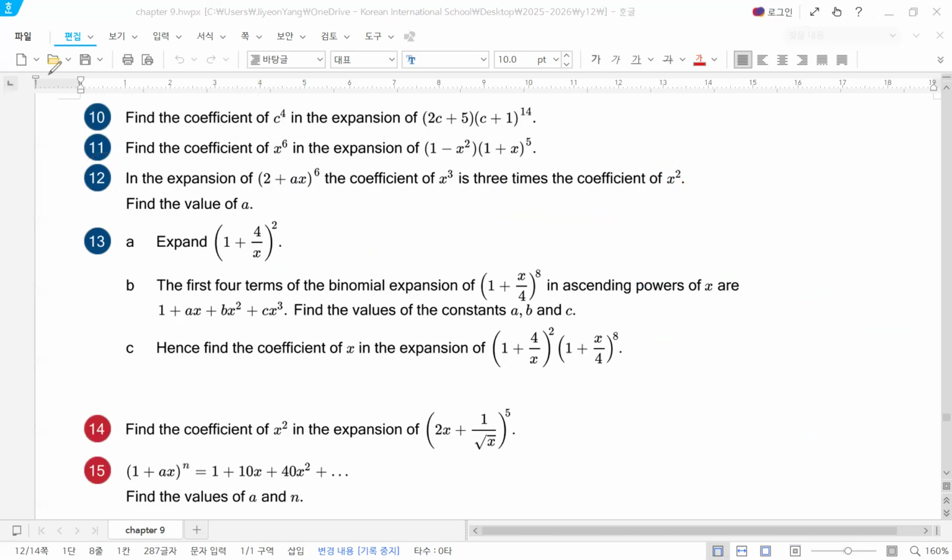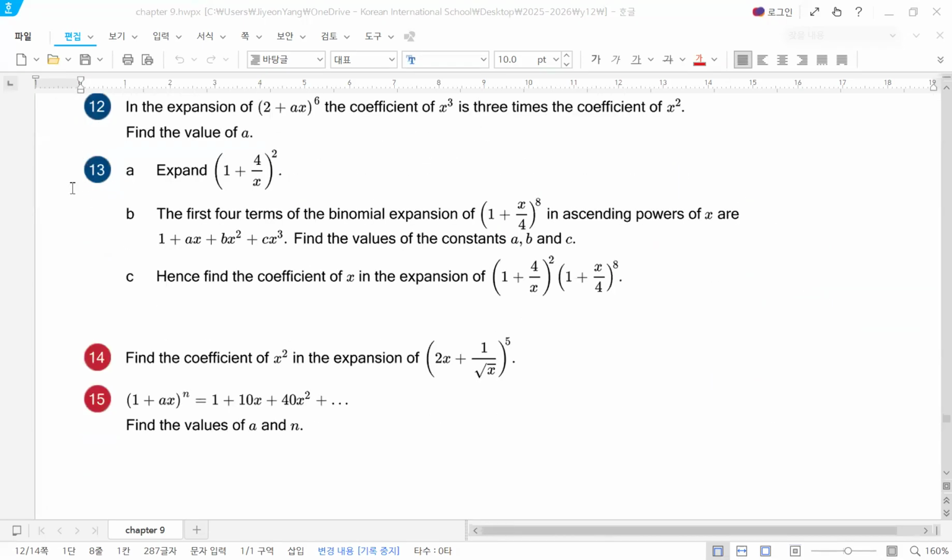And let's solve question number 13. So firstly, they ask you to expand this one. Okay, it's just a simple one, right? (a plus b) squared, we all know that it's just a squared plus 2ab plus b squared. Therefore, 1 plus 2 times 1 times 4 over x plus b squared, 4 over x squared. So 1 plus 8 over x plus 16 over x squared is the answer of this question A.